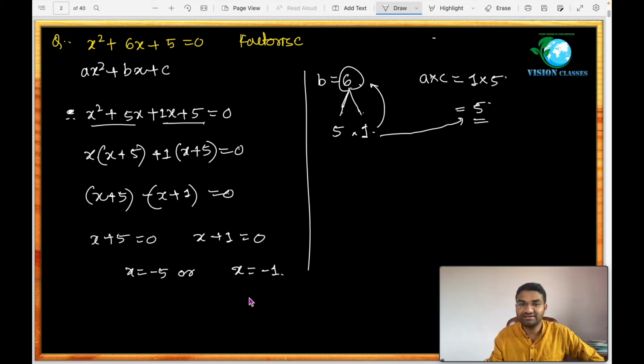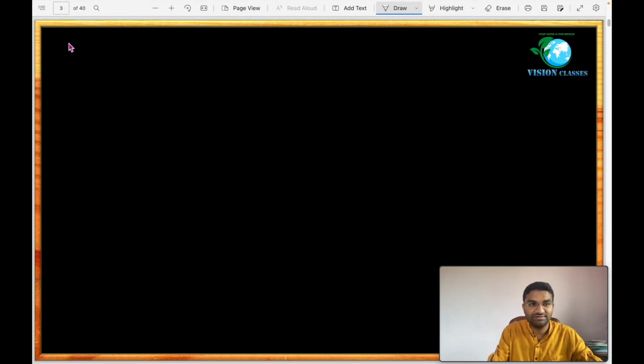You will get this kind of question for 2 marks, 3 marks, and you will have marks for each and every step. So keep in mind that you have to write down each and every step. Then let's say we have another question, x square plus 7x plus 10 is equal to 0.